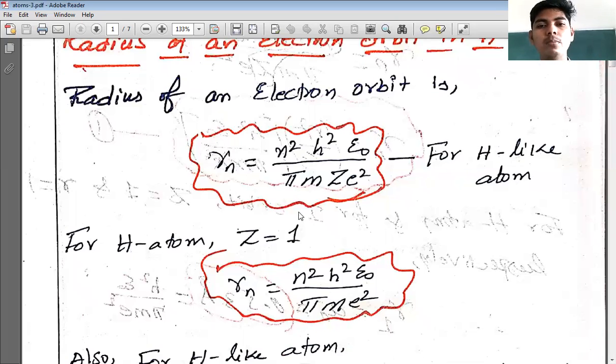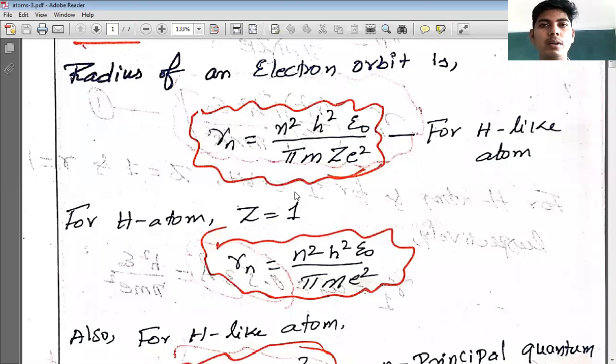For hydrogen atom, Z will be equal to 1. In hydrogen-like atoms, the value of Z may differ, but for hydrogen atom, Z will be equal to 1. If we substitute Z equal to 1 in this equation, then it becomes Rn is equal to n square h square epsilon naught divided by pi m e square. Remember, if you are asked to calculate the radius of a hydrogen-like atom, use this equation, n square h square epsilon naught divided by pi m e square Z.